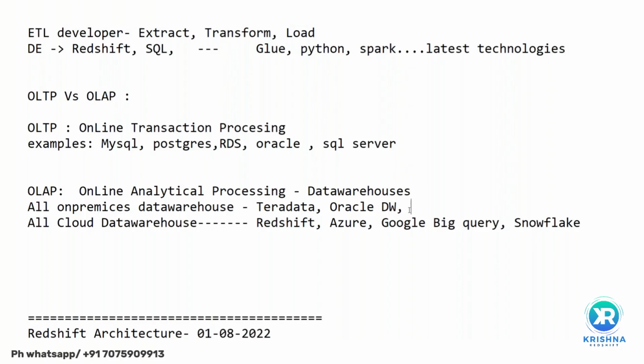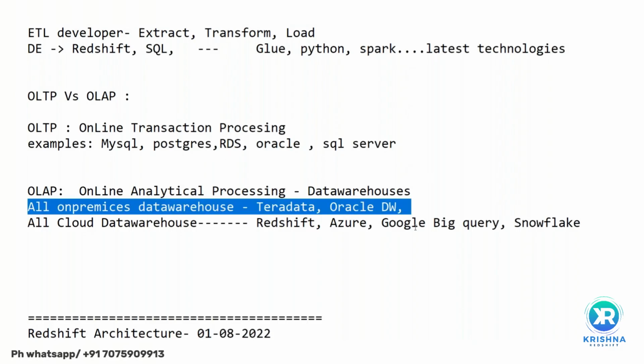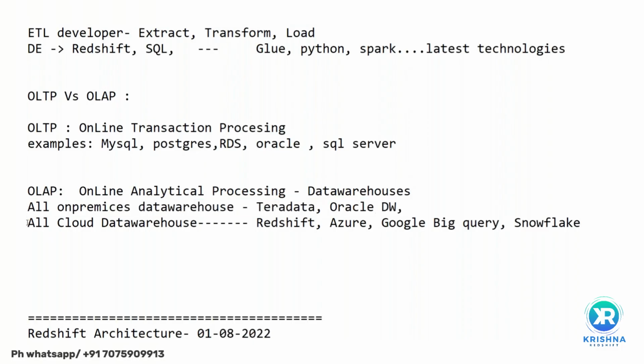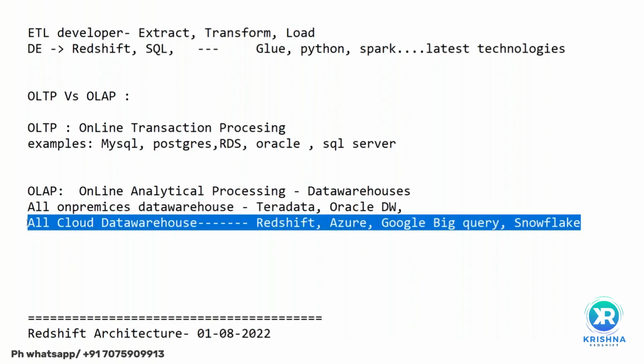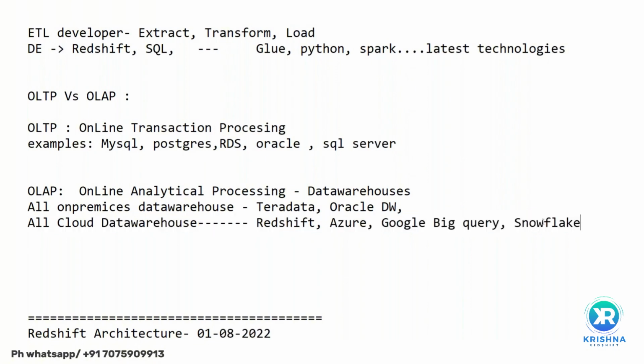But that's not used for OLAP that much. 95% of the market is used by Teradata and Oracle. Why 95? It's more than that, 98. When cloud came into the market, these are the leading data warehouses on the cloud: Redshift, Microsoft Azure, Google BigQuery, and Snowflake.